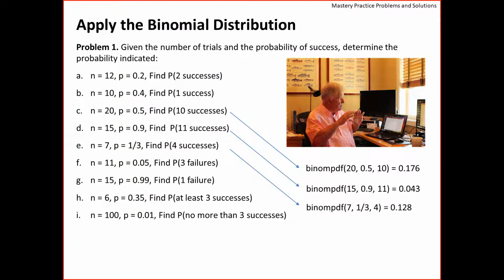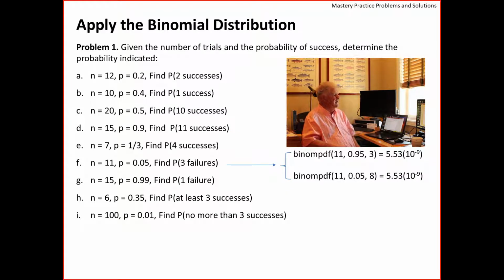All right, so now when I go to problem F, F is a little bit of a trick. And the good news about F is there's 2 ways to do it. Look what F says. F says, let there be 11 trials. Let the probability of success be 0.5. Calculate for me the probability of 3 not successes, failures.